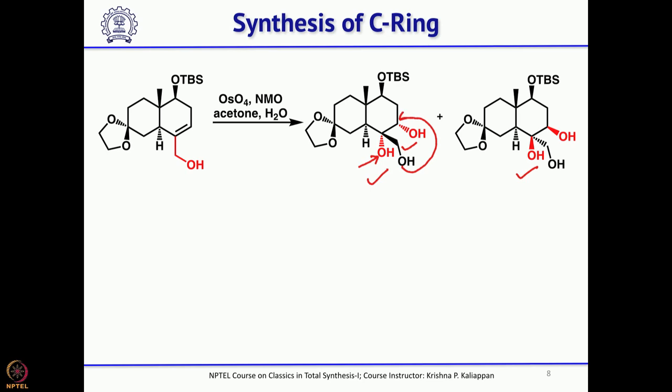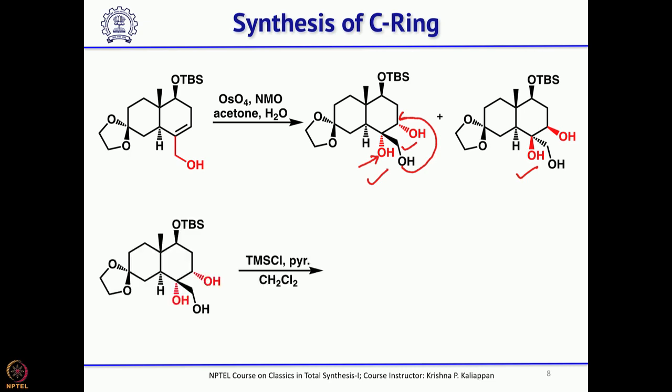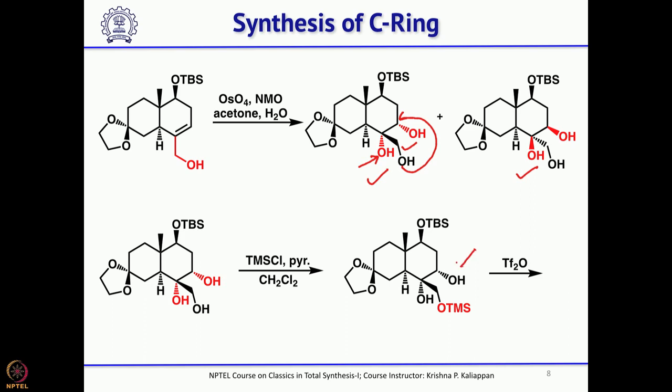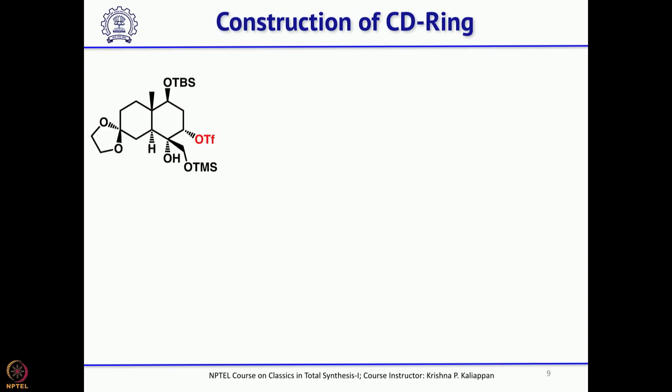So what you need to do is protect the primary alcohol, then make the secondary alcohol a good leaving group, then make the oxetane ring, followed by protection of the tertiary alcohol. The primary alcohol was protected in situ as a TMS ether. As you know, TMS is a labile protecting group. Then the secondary alcohol was protected as a triflate. So now you can see the secondary alcohol is made a good leaving group.